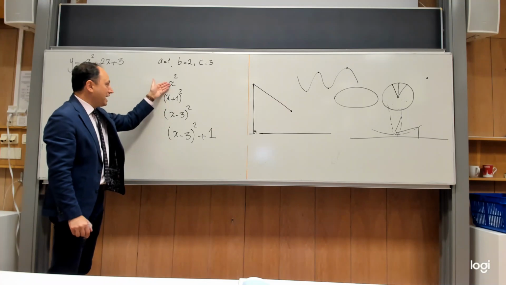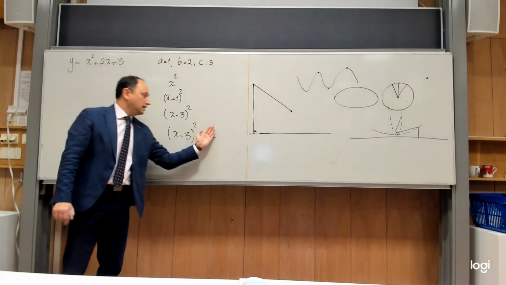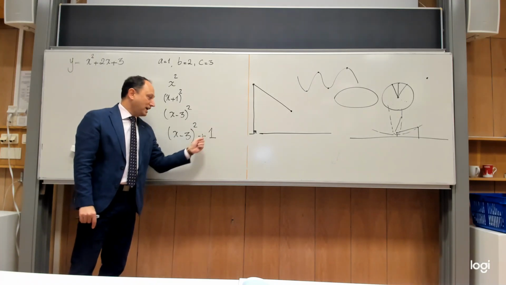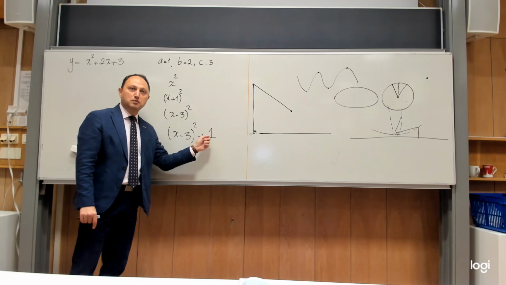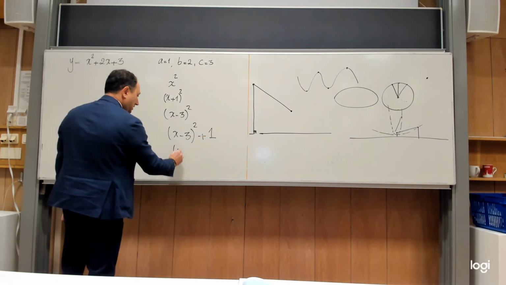Because if I have a complete square, I really don't need to bother. Immediately, the minimum of the complete square is 0. Yes? And if I have another extra number, the minimum would be 0 plus that number. What would be the minimum of this guy?